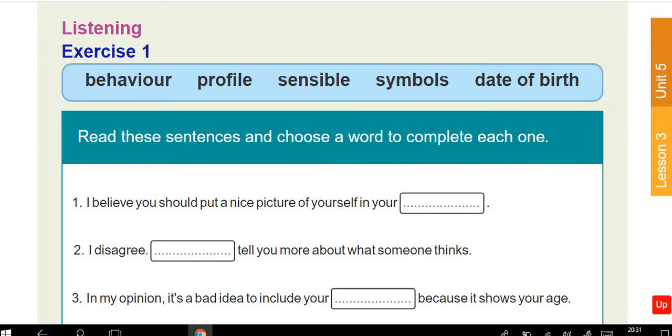Symbols, okay, anything or any drawing that represents something. This is a symbol. For example, the pigeon is a symbol of peace. Date of birth is the day you were born. This is the date of birth.